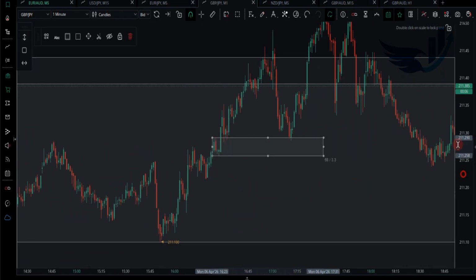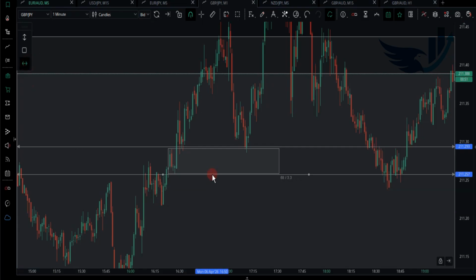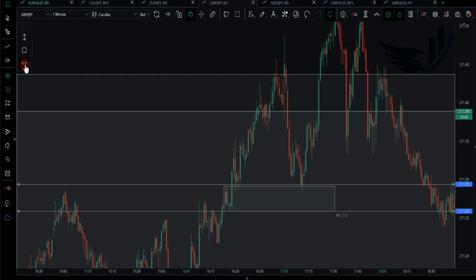So here, we put our pending orders right above the box. The entry level will be here, considering the spread. We put our stop loss here, and you're going to have a 1-to-4 risk reward ratio, which will be somewhere here.